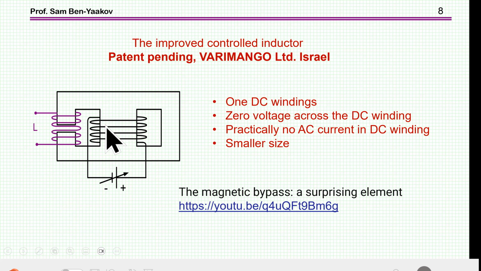Now, the secret here is this bypass, and as I'll show in a very intuitive way, this bypass is really helping to reduce the AC current in this winding, so that despite the fact that you have here a very low impedance, there is very little circulating current in this winding. Due to these facts, of course, it could be smaller in size and more effective, and then you don't have the problem of very high voltage across the winding.